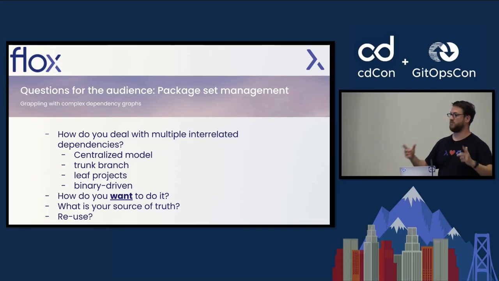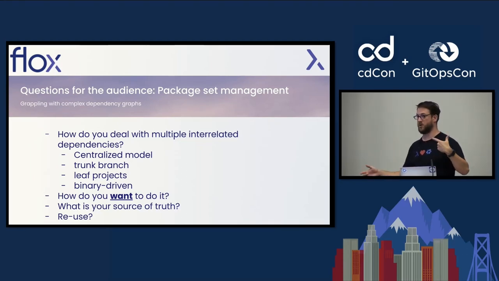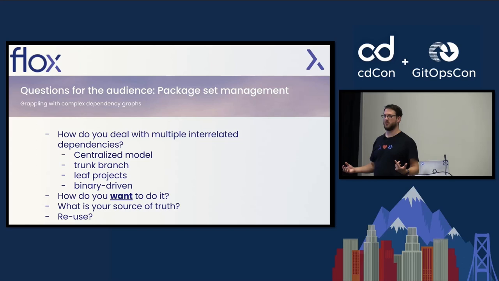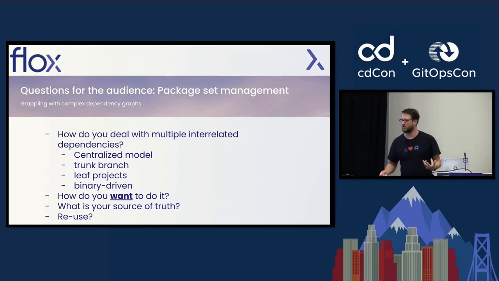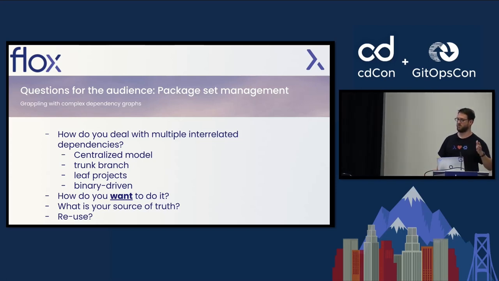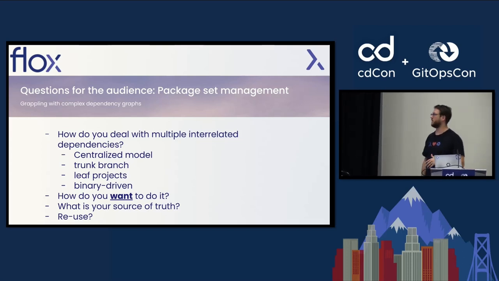So here's a question for the audience. I want to know how different companies solve this problem. When you have multiple interrelated dependencies, how do you manage this? There are different ways I've seen this done, where you have one centralized model, the one place where all my software gets composed. That's where my lock files are that declare, at this moment in time, my company's view of my whole software stack is fully defined and fully locked down.